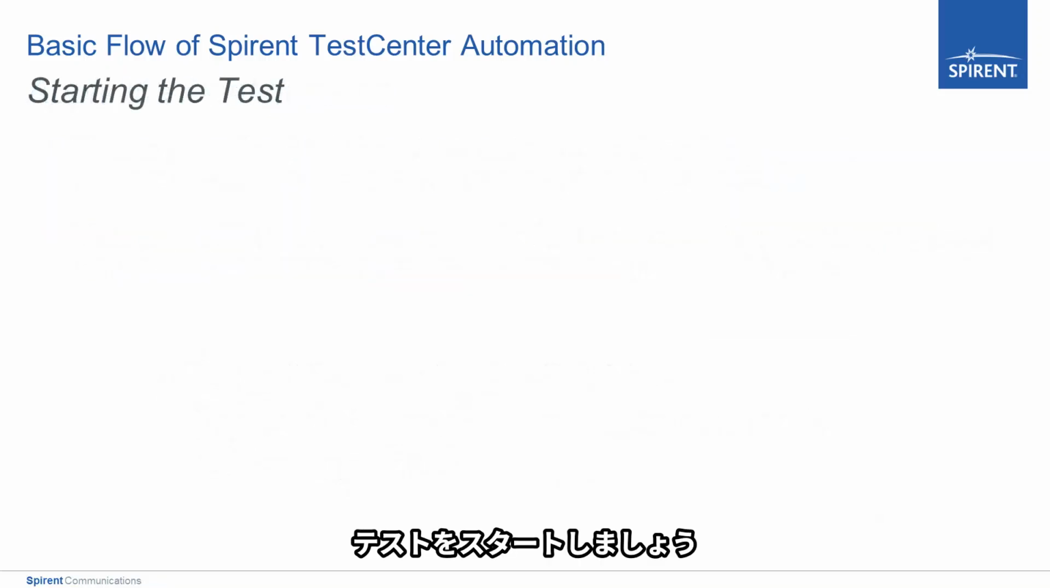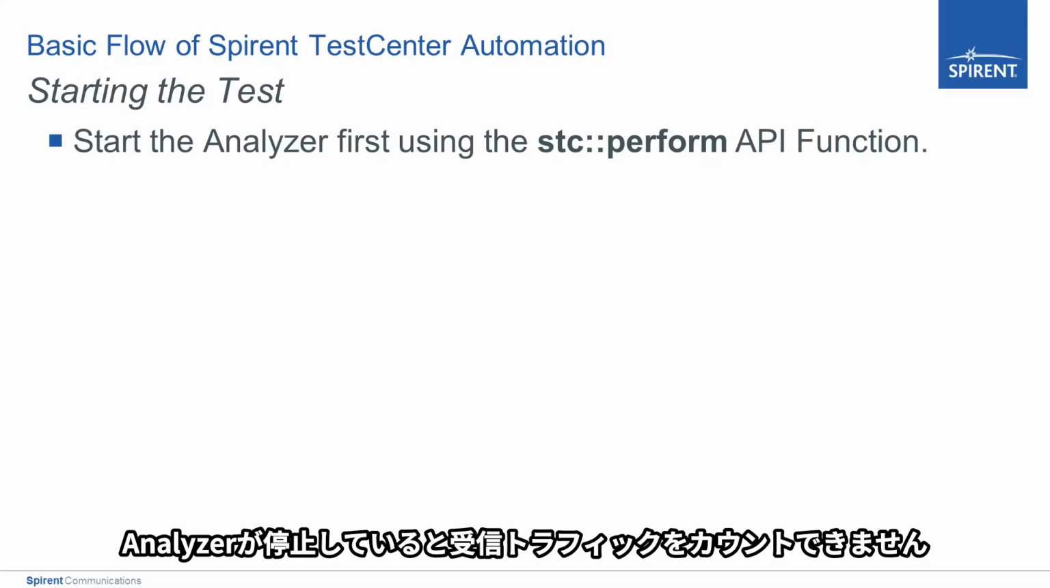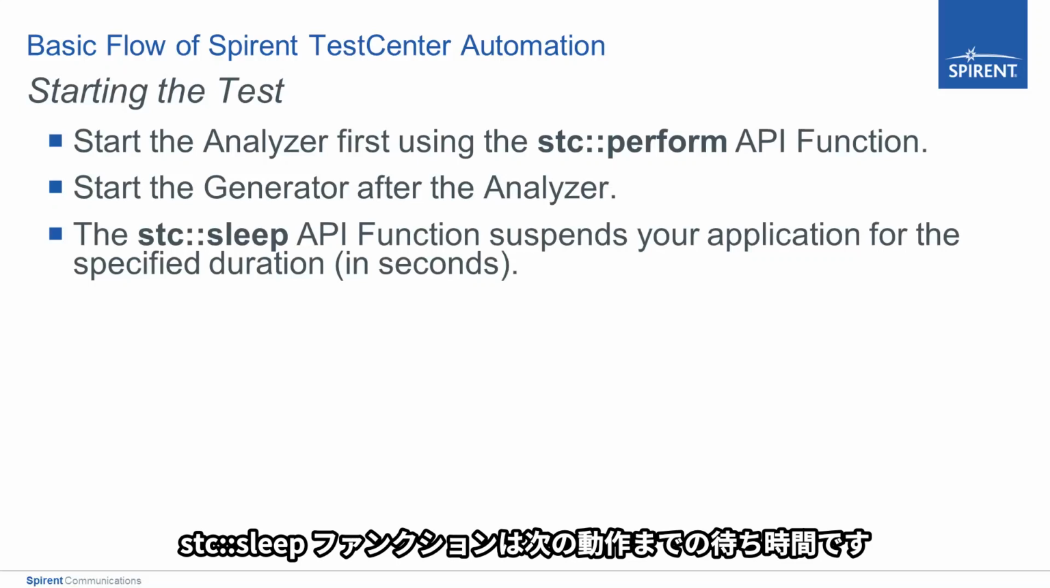We now want to start the test, start transmitting the traffic. But we're going to start the analyzer first using the STC perform API function. We want to start the analyzer so we can make sure that it can receive the traffic that is being generated by the generator. Then we want to start the generator afterwards. And then the sleep API function suspends your application as specified in seconds.